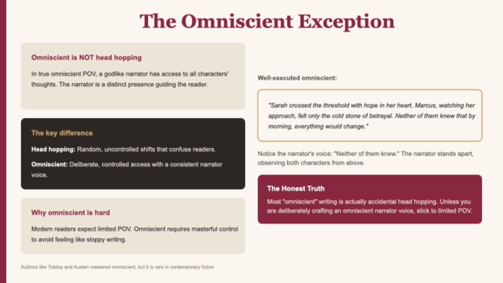But let me say this. Let me talk about the omniscient exception. Now, it's true that the omniscient point of view is the godlike narrator that has access to all the characters' thoughts. The narrator is the distinct presence guiding the reader through the story. And so the key difference is this: head hopping is random and uncontrolled, and it can confuse readers. The omniscient is deliberate and controlled. It has to have a consistent narrator voice.